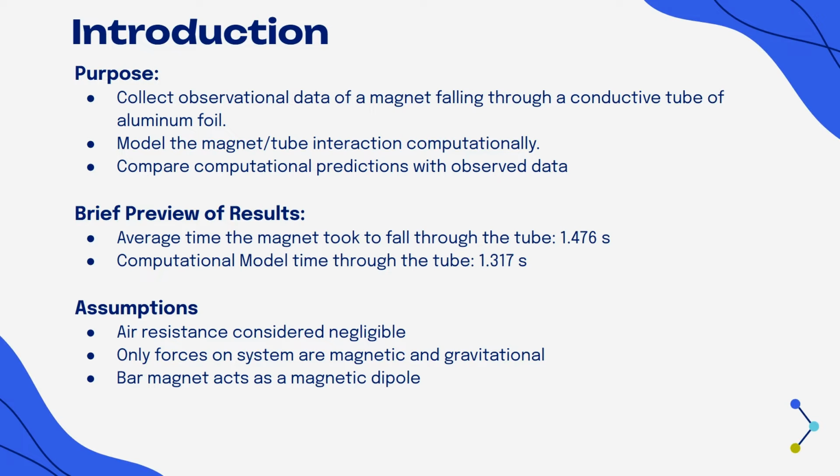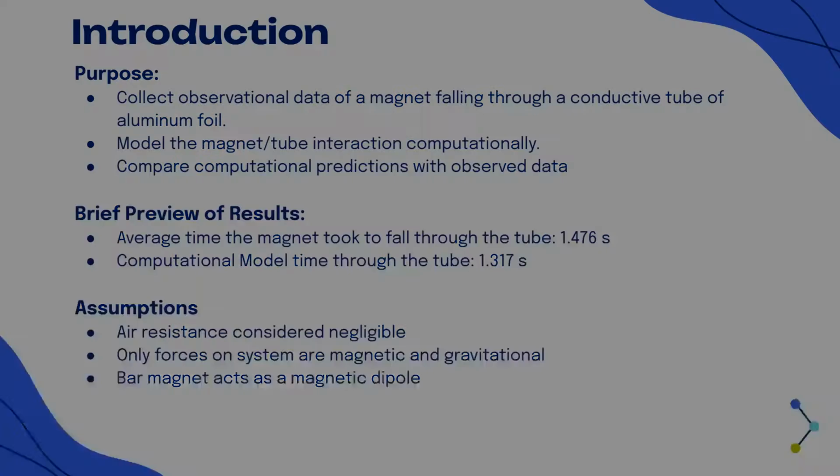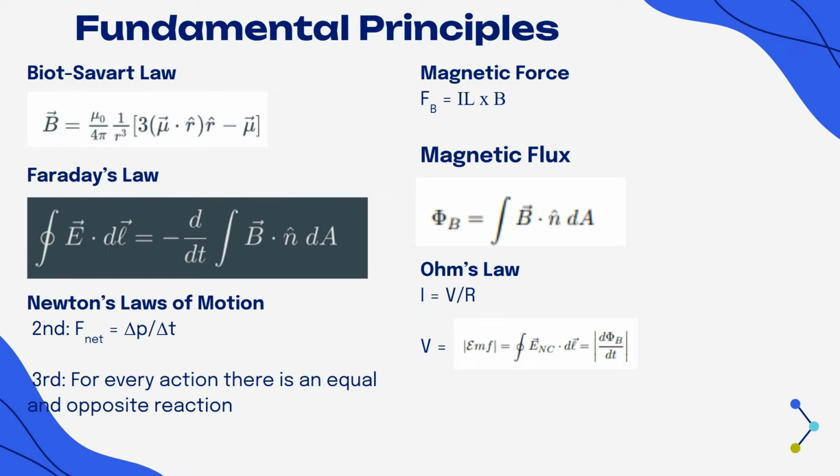For assumptions, air resistance was considered negligible, and the only forces on the system are magnetic and gravitational. And lastly, the bar magnet acts as a magnetic dipole. The fundamental principles include the Biot-Savart law, Faraday's law, Newton's second and third laws, where the third is for every action there's an equal and opposite reaction, magnetic forces, magnetic flux, and Ohm's law.